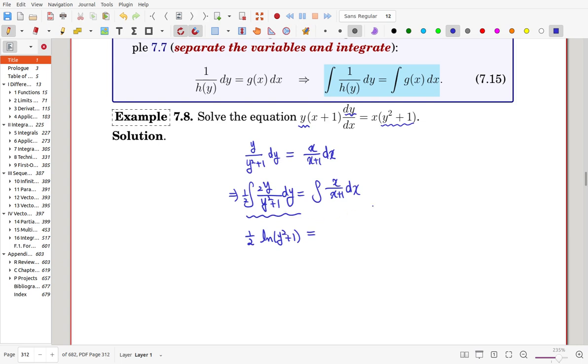How about the right side? Let's manipulate this integrand, x over x plus 1. That is the same as x plus 1 minus 1 divided by x plus 1, which is the same as 1 minus 1 over x plus 1. So its antiderivative must be x minus the logarithm of x plus 1, plus c.